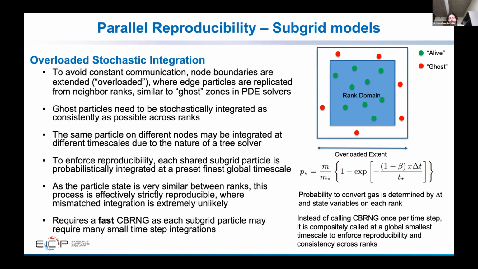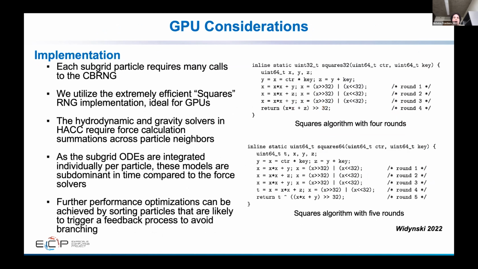And so long story short, that means that to do this problem with subgrid stochastic integration, we basically need to take many, many CBRNGs, because we need to integrate an equation at a much smaller time scale than the simulation is. And that leads me to my final slide, which is that we do this on the GPU quite efficiently.